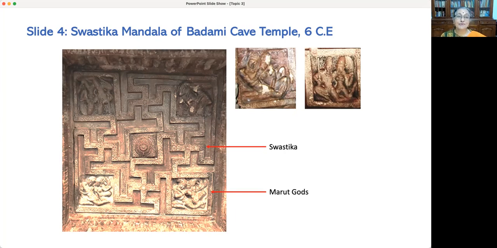The significance of swastika and Marut gods is essential to understand this mandala. Swastika is an auspicious and a traditional Hindu symbol that can be traced back to early Indian history. It's a motif drawn to drive away evil. The etymology of swastika is su plus asti, in Sanskrit signifying that which is associated with well-being. It is therefore a symbol of peace, good fortune, good luck, and prosperity.